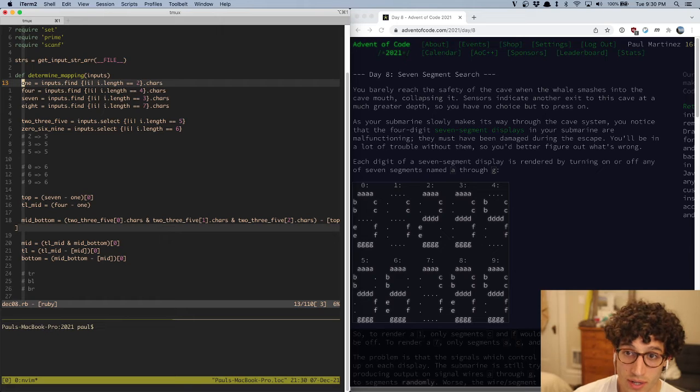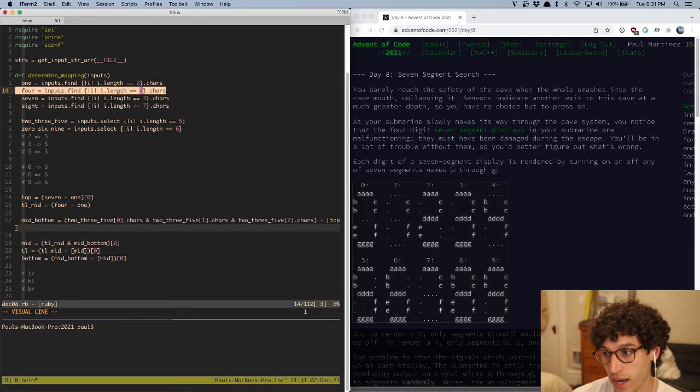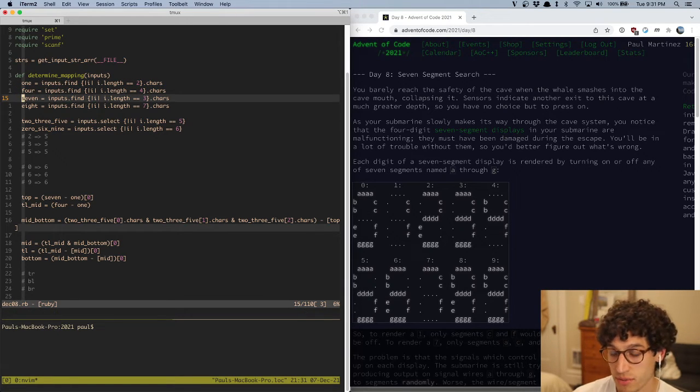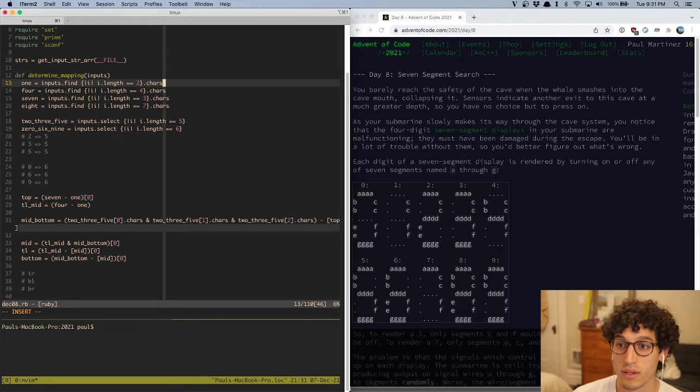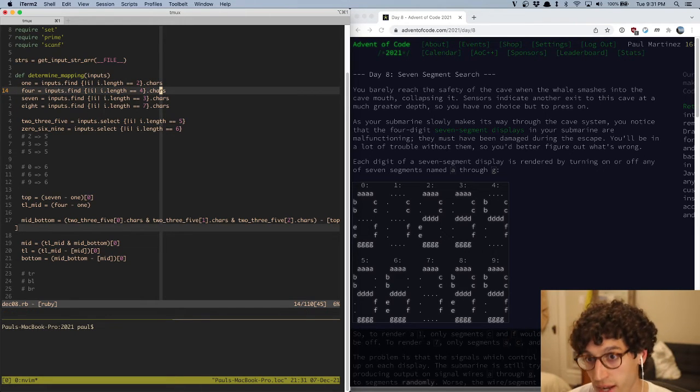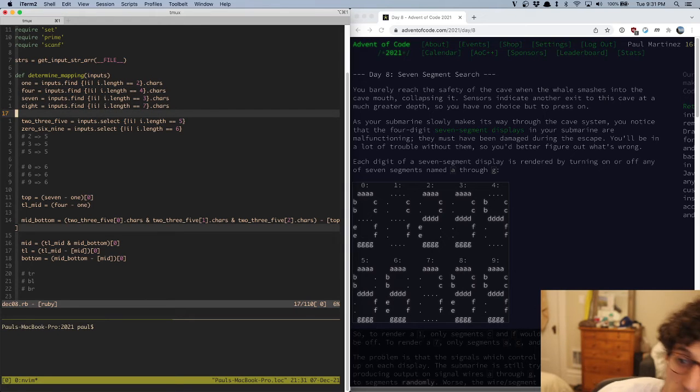That's our 1, which has 2 characters. The 4 has 4. The 7 has 3 characters. The 8 has all 7. And then we get the characters of those strings. So that gives us an array of the segments that are on in 1, the array of the segments that are on in 4, 7, and 8.